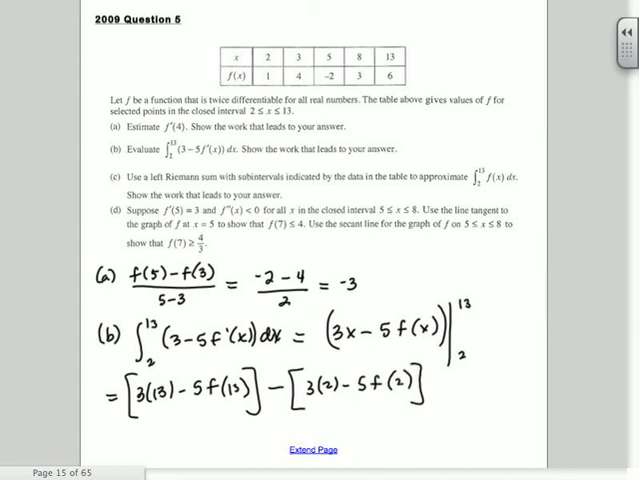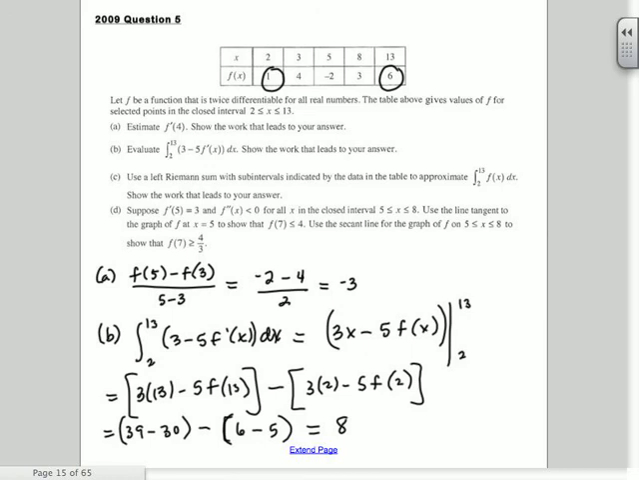So I get 39 minus 5 times f of 13. Well, f of 13 is in our chart. It's 6, so 30. Minus 6 minus 5 times f of 2. F of 2 is 1, so 5. So you end up with 9 minus 1, so 8. Still feeling good about this? All right, I think you can also feel good about the next one.